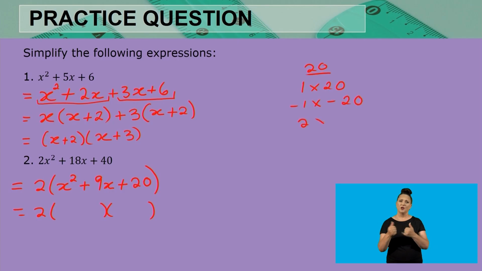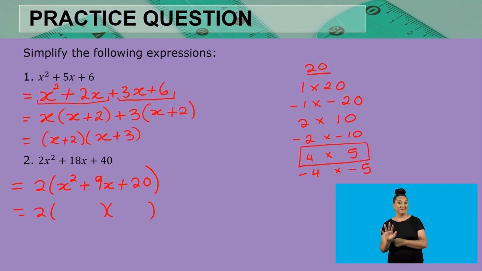We also have 2 multiplied by 10, and in the same way, negative 2 multiplied by negative 10. We also have 4 multiplied by 5, and in the same way, negative 4 multiplied by negative 5. Now you need to choose the pair that's going to give you the middle term, which is the 9. Out of those factors, we can see that the positive 4 and the positive 5 will give you the positive 9 when you add them. So that's the pair that we are going to use.